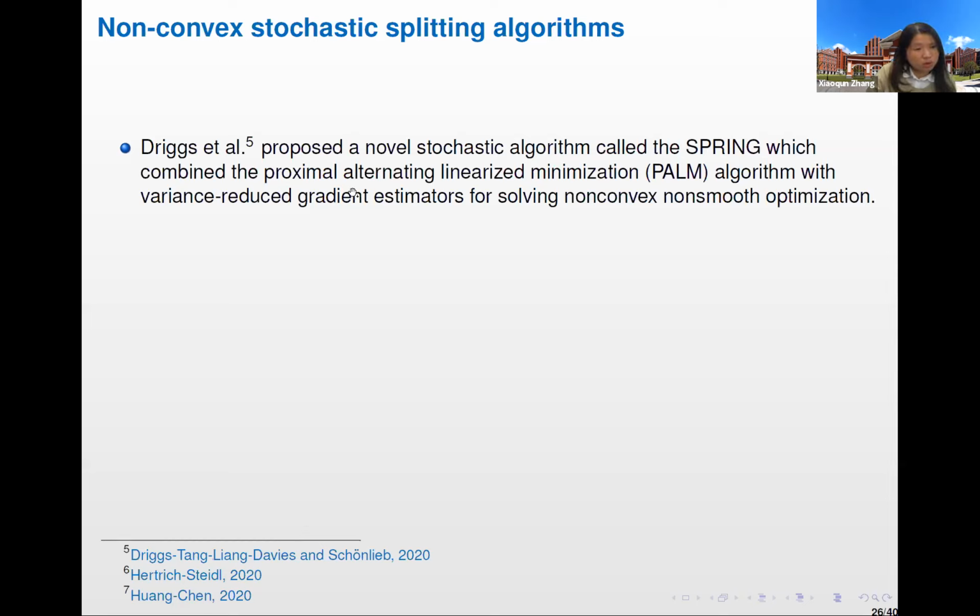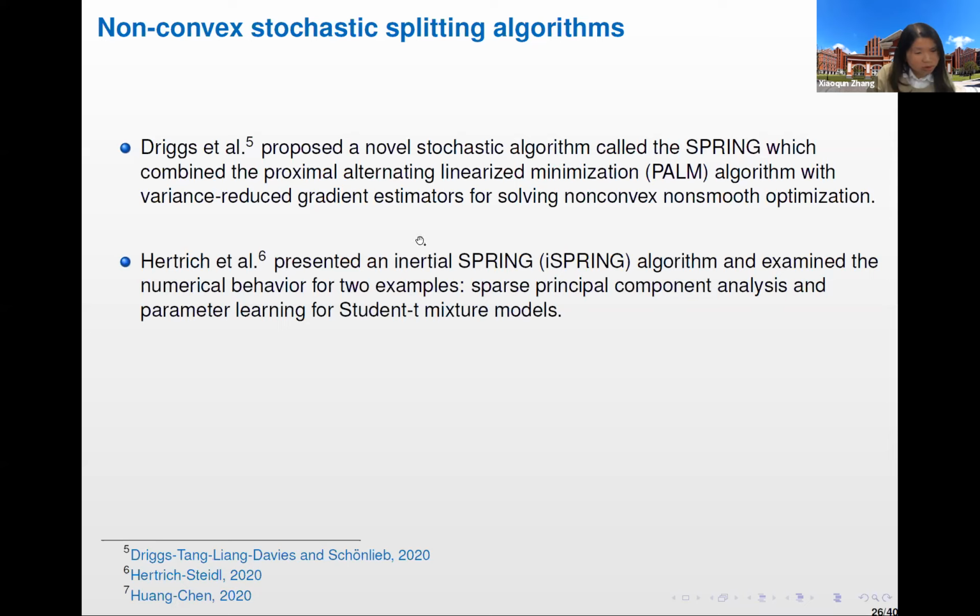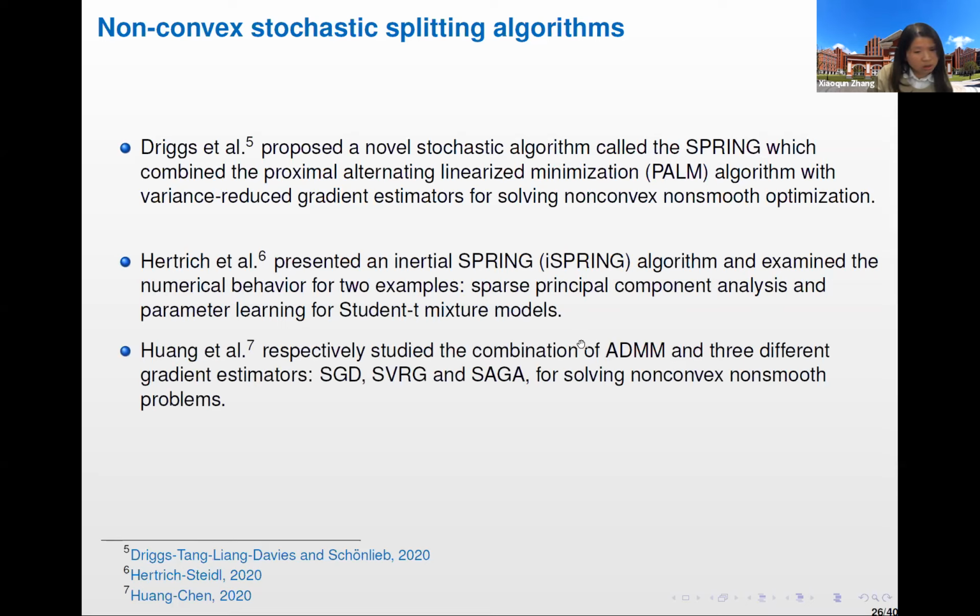And they also combined it with variance reduction techniques. Another recent work is the so-called inertial stochastic PAM, which applies an inertial technique on the stochastic PAM. And the third one is based on ADMM. These are actually solving the same type of problem as PAM: you have this alternating part, and the third one is on the same composite formulation as the previous one, okay? They consider SGD-type methods, namely stochastic gradient, SVRG and SAGA, for solving these non-convex problems.